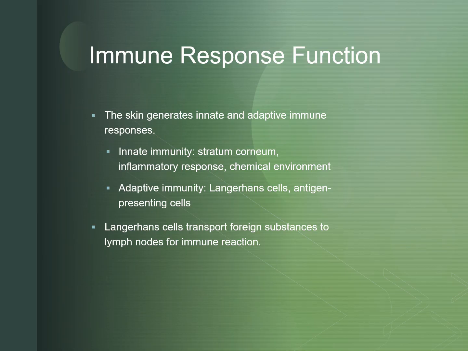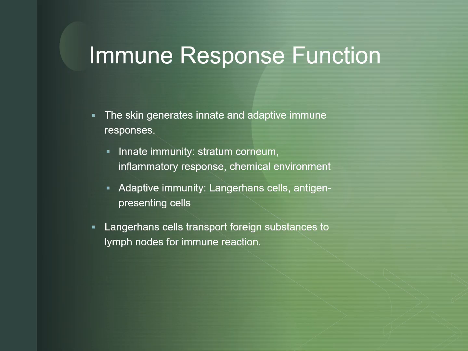So the skin is not just a barrier, it's an active immune organ. It provides innate and adaptive immunity. So innate immunity includes the stratum corneum with that physical barrier we talked about. Also a chemical environment, acidic pH and antimicrobial substances are located on the skin. We also have that inflammatory response that occurs where we see redness, warmth, and swelling when we have acute trauma to the skin. And this is the body's immediate response to any injury or infection.